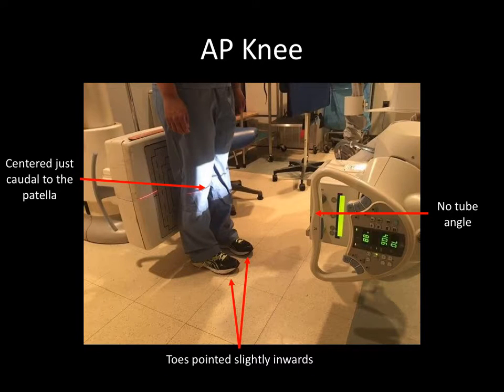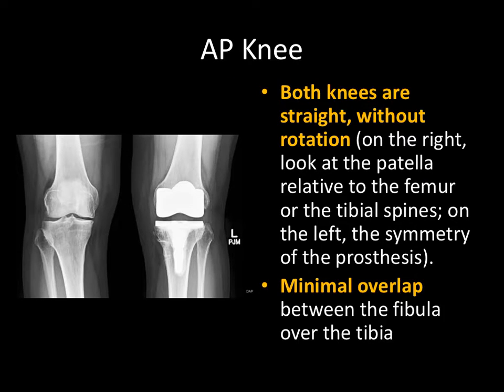We will begin with the standing AP bilateral knees. The patient stands against the upright image receptor with toes pointing slightly inward and equal weight on both feet. The central ray is directed just below the patella and perpendicular to the image receptor. Both knees are centered to the exposure area and straight without rotation. Notice the patella is in the center of the femur and the tibial spines are symmetric. For the left knee, the prosthesis is symmetric. There is minimal overlap of the fibula behind the tibia.